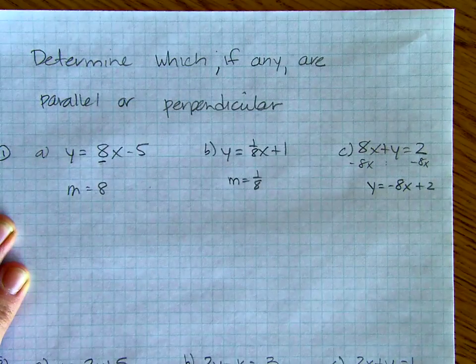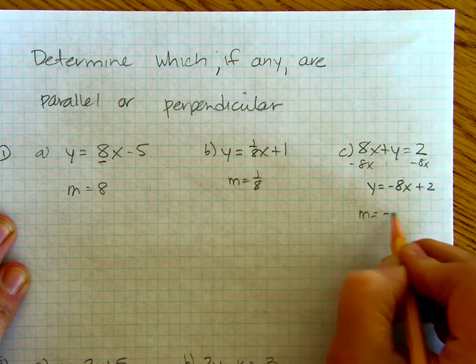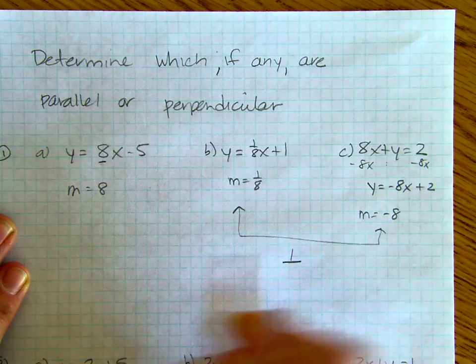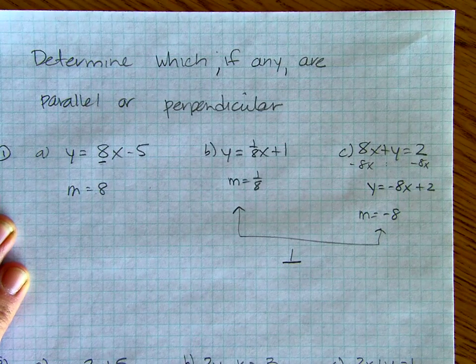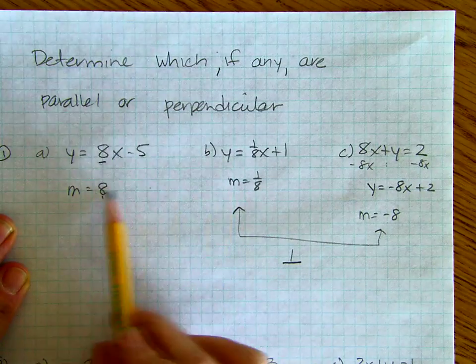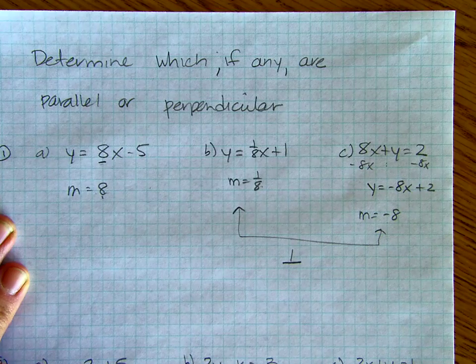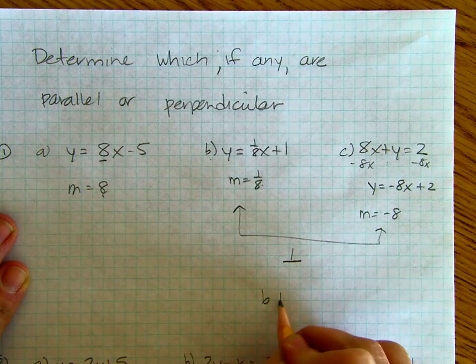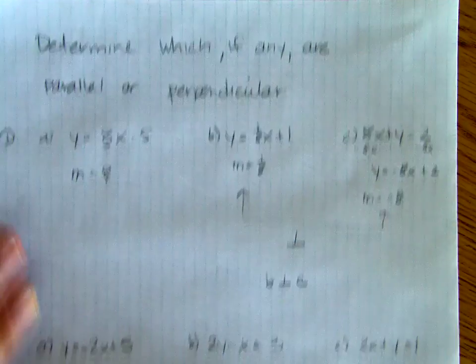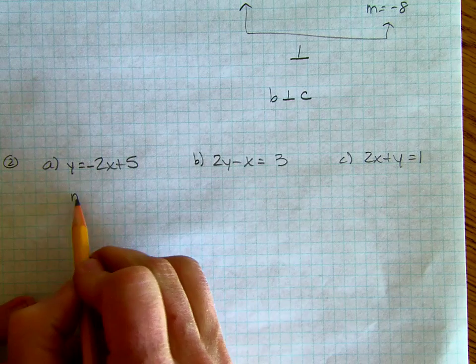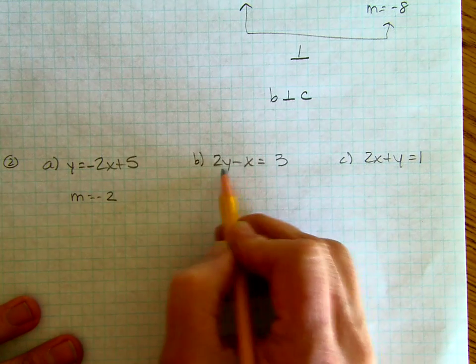I need to get y by itself. So I'm going to subtract 8x from both sides. And I get y equals negative 8x plus 2. So here the slope is negative 8. These are neither parallel nor perpendicular, because they are not negative reciprocals. It's only line B and line C that are perpendicular, you could say.